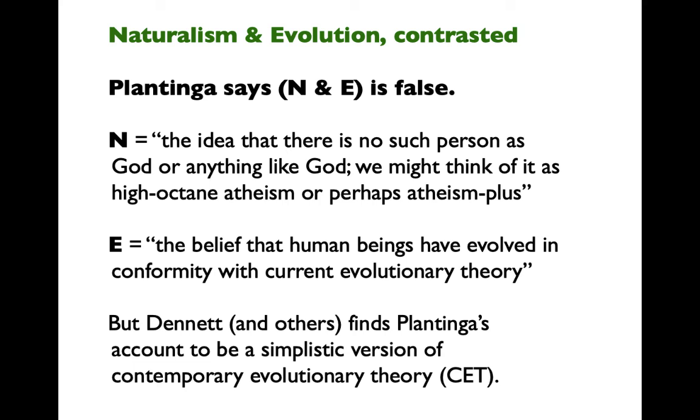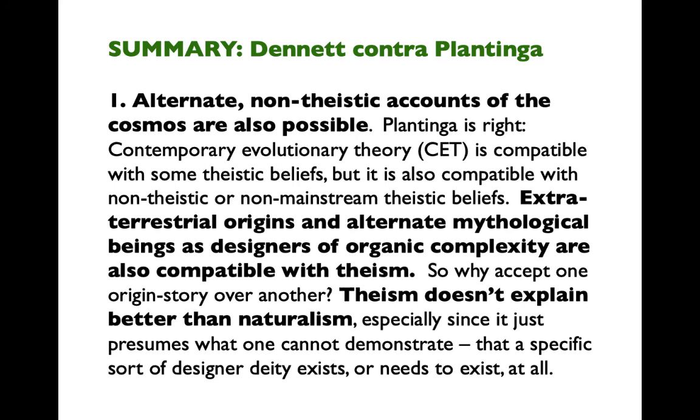Dennett rejects naturalism. He thinks it's false. And so he's going to reject the combination of the two, naturalism and evolution, even if he accepts evolution. Dennett and others find Plantinga's account to be simplistic on contemporary evolutionary theory. So here's a summary. Dennett notes that alternate, non-theistic accounts of the cosmos are also possible. Plantinga is right. Contemporary evolutionary theory is compatible with some theistic beliefs, but it is also compatible with non-theistic or non-mainstream theistic beliefs.